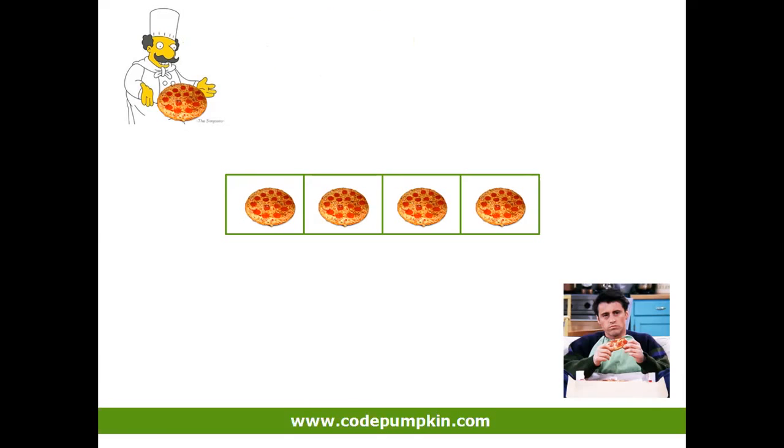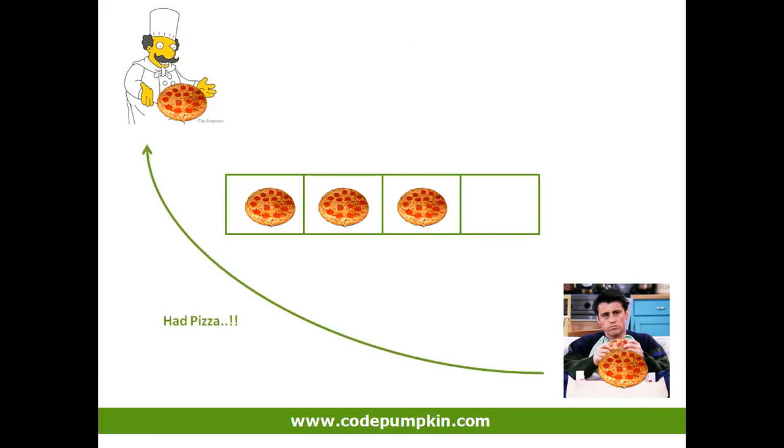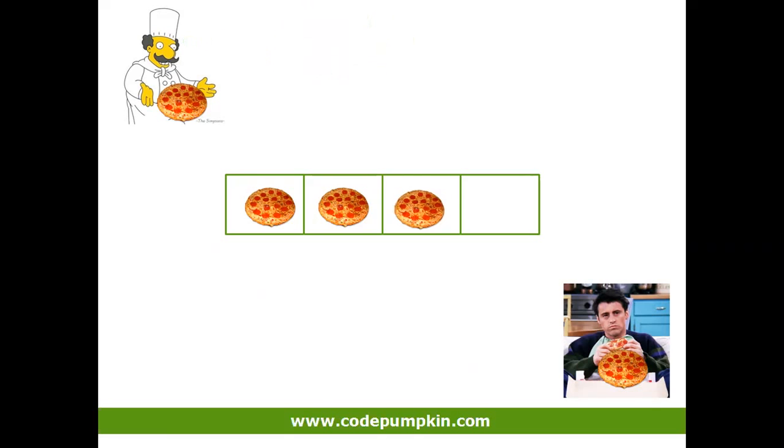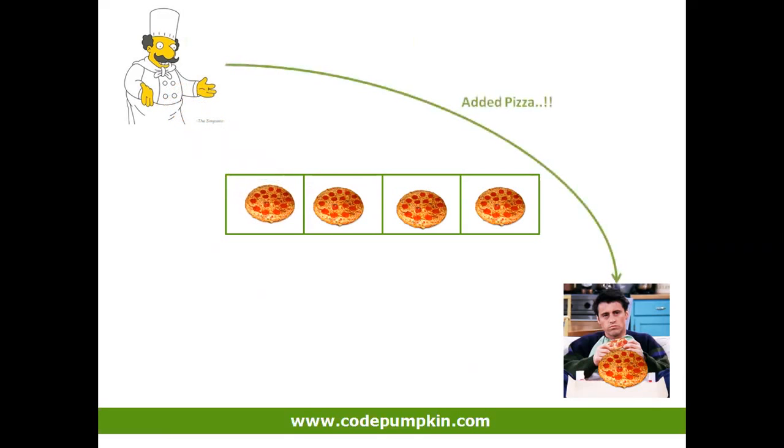Now, let's assume that Joey consumes any one pizza. After consuming that pizza, Joey again notifies Simpson that he had consumed one pizza. So Simpson will wake up from the waiting step and he adds pizza to the counter. After adding pizza, Simpson notifies Joey that he added pizza.